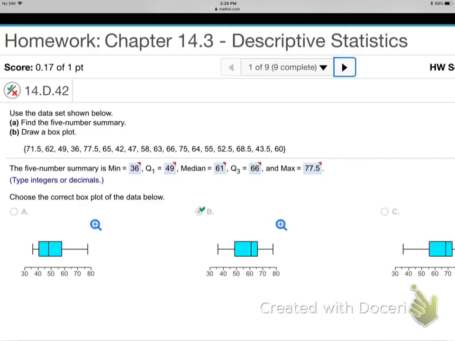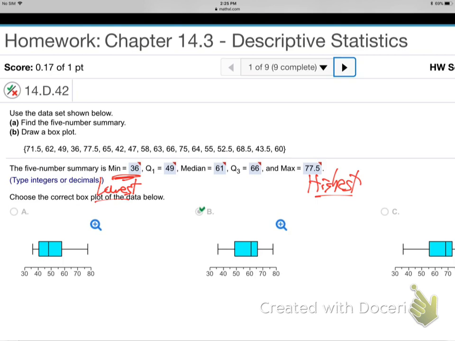Okay, so find the 5-number summary. What's a 5-number summary? Well, it's a way of representing all that data with 5 numbers. Let me point out what they are. So here's the 5 numbers right here. The first number is the lowest number. The last number, the 5th number, is the highest number in the whole data set. So it starts with the lowest, ends with the highest.